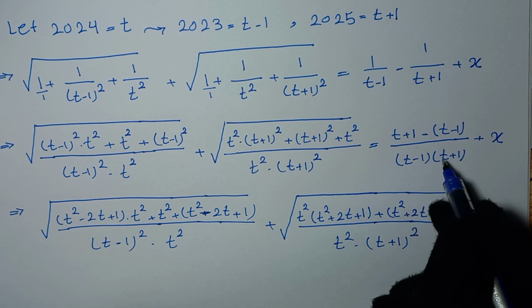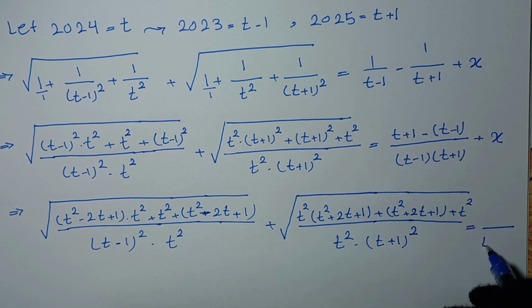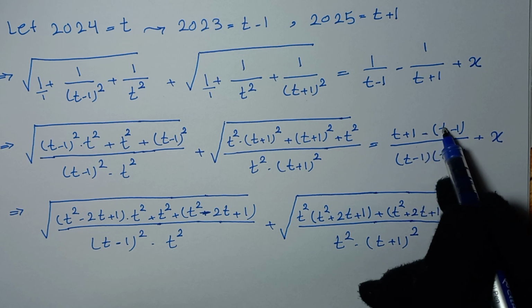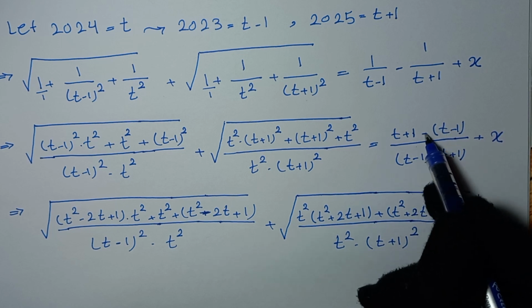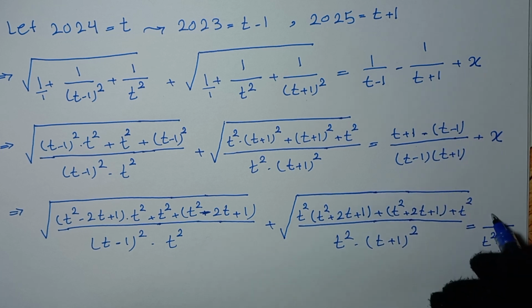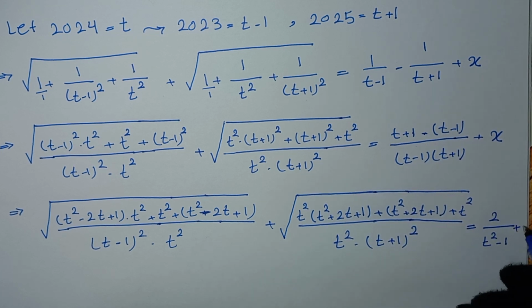t minus 1 times t plus 1, it will be t squared minus 1, and here t minus t, it will be 0, and 1 minus negative 1, it will be positive 1, so 1 plus 1, it will be 2, right? And plus x.